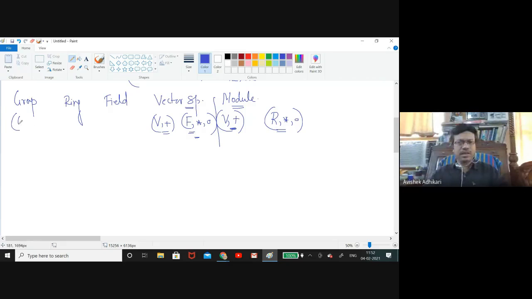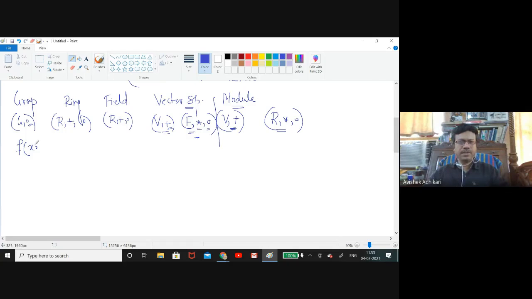You can understand that in a group you have one binary composition or operation. In a ring you have two binary compositions, right? In a field you also have two binary compositions. In the case of vector spaces there are basically three. So in a vector space or in a module, the homomorphism property actually preserves these composition properties. Okay. That's why in the case of a group you have only this one property.